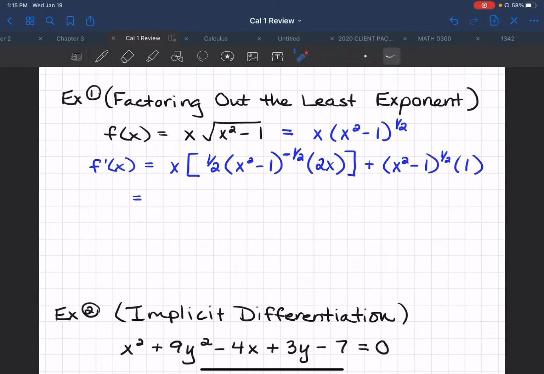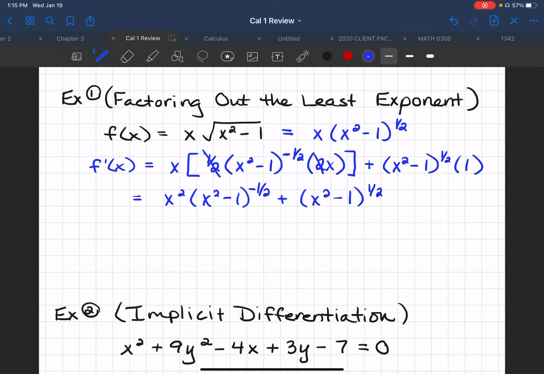Notice that I've got a 1/2 here and a 2. Those will cancel out. And then I can combine my x and my x. So the 1/2 will cancel with the 2, and I'll have x squared times x squared minus 1 to the negative 1/2 plus just x squared minus 1 to the 1/2.